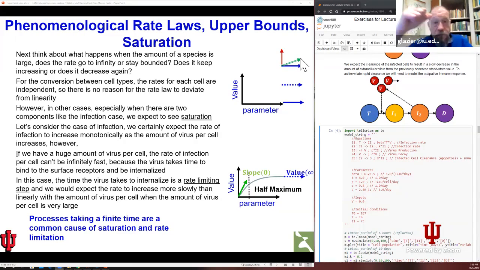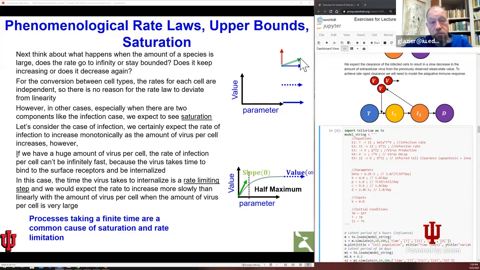In particular, if the virus is in the environment, it has to bind to a receptor on the surface of the cell and then be taken in. There's a rate associated with that. It takes time for that to happen. And that means that no matter how much virus I have in the environment, I can't infect myself faster than it takes for a virus to bind to the receptor and get pulled in. That's what's called a rate limiting step. Internalization of the virus is a rate limiting step.